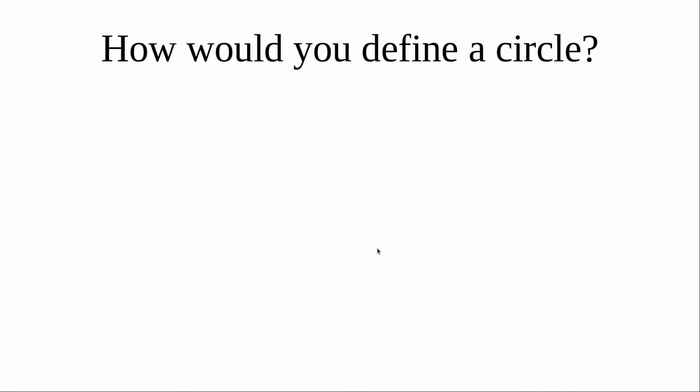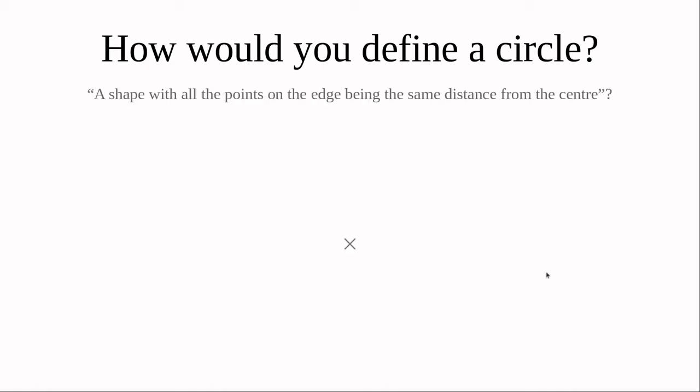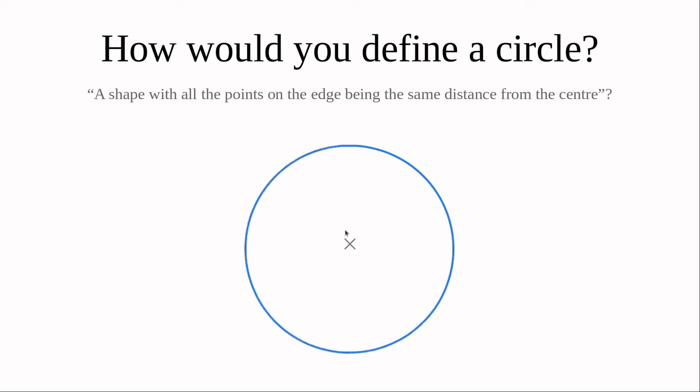Perhaps another definition of the circle, you might say, would be a shape with all the points on the edge being the same distance from the centre. And indeed, if you take this centre and take a certain distance around it, you just do different angles around this centre and do all these points the same distance, then you are forced to form a circle.